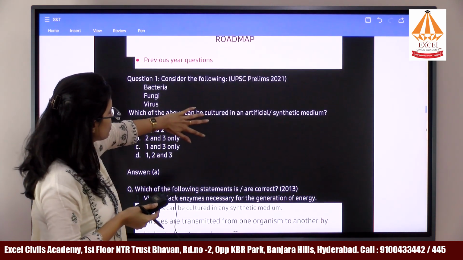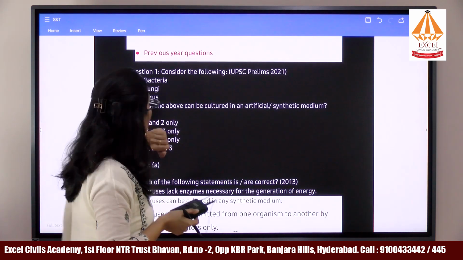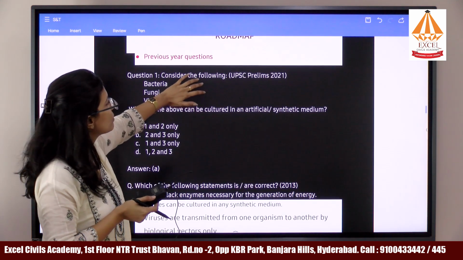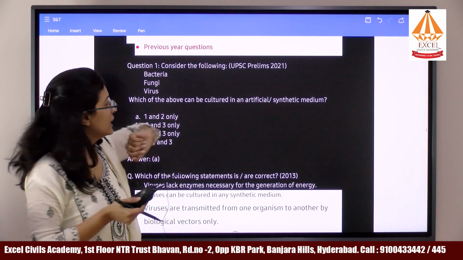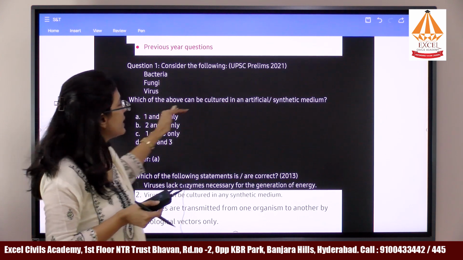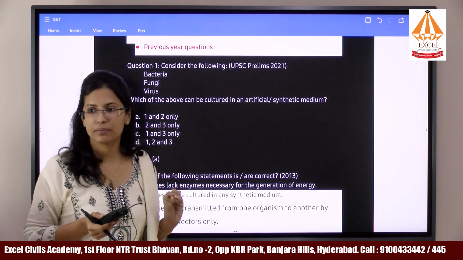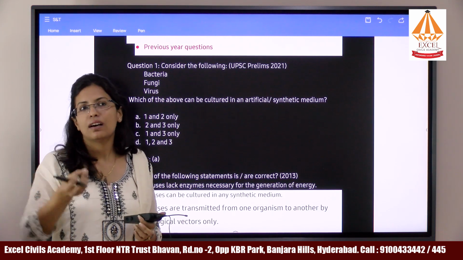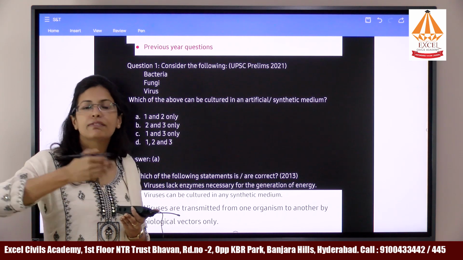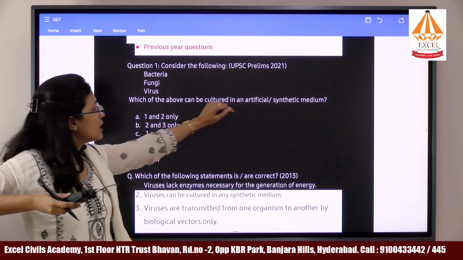Now again, what I was talking about with respect to repetition of questions. This is a previous year question of 2021 prelims. It is asking, consider the following: bacteria, fungi, virus. Which of the following can be cultured in an artificial or synthetic medium? Culturing is nothing but developing it, or it can divide and develop. So that is your culturing.